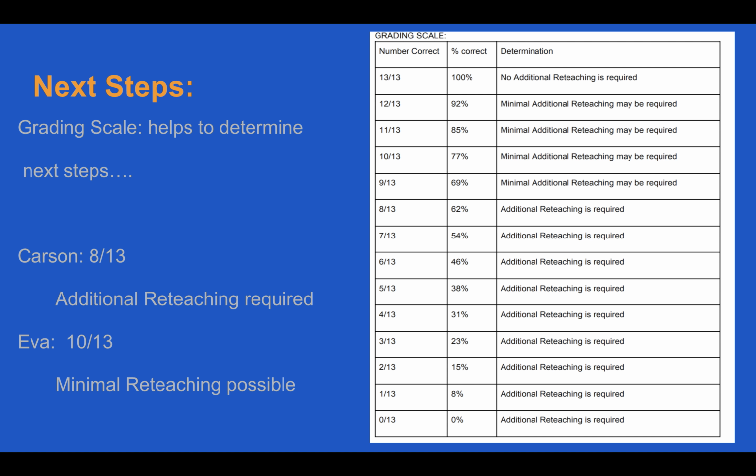Then, for next steps, I created this guide, and I used this scale, considering each Kahoot question was 1 point, to decide whether or not I would need to do some reteaching with those students. So my student Carson was able to get 8 out of 13, which would mean he'd need a little bit of additional reteaching. And then my student Ava was able to score 10 out of 13, so she may need some minimal reteaching just to review.